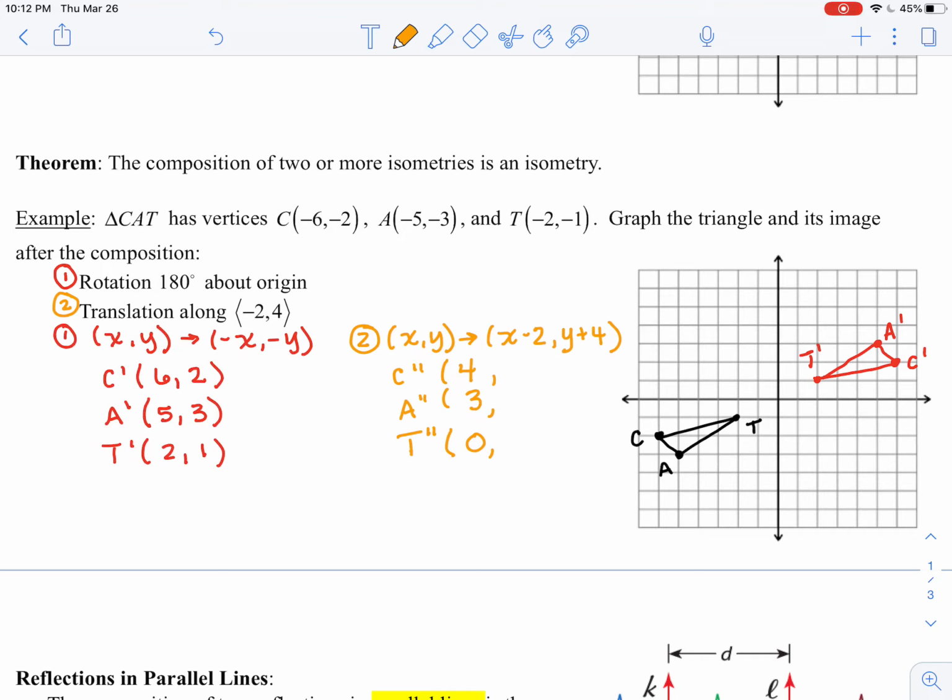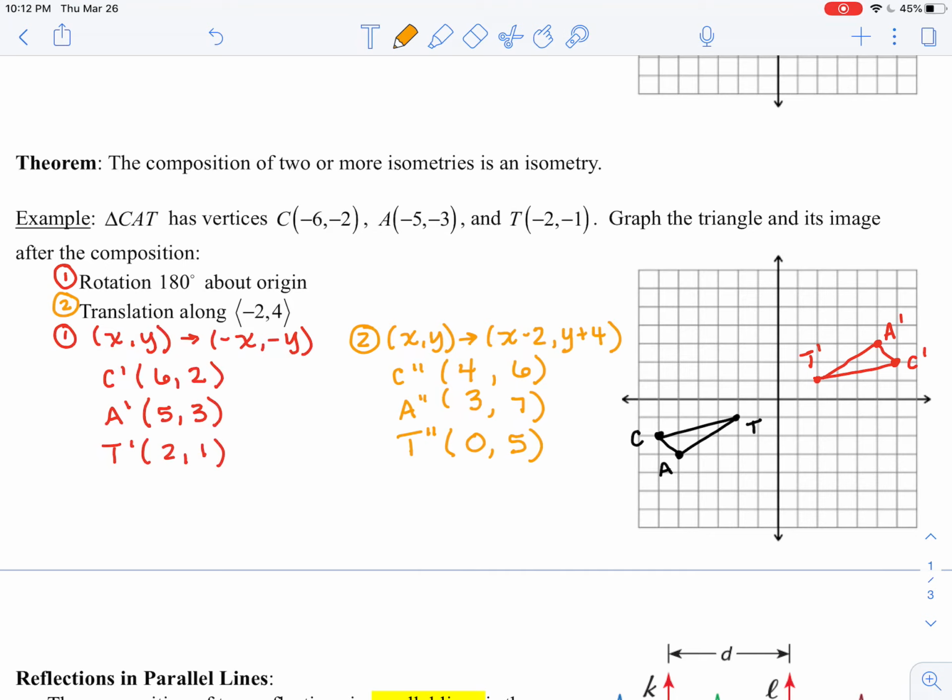Then I like to do all of the y coordinates. So now I'm adding 4. So C double prime will have a y coordinate of 2. 3 plus 4 makes A double prime's y coordinate 7. And 1 plus 4 means that T double prime will have a y coordinate of 5.